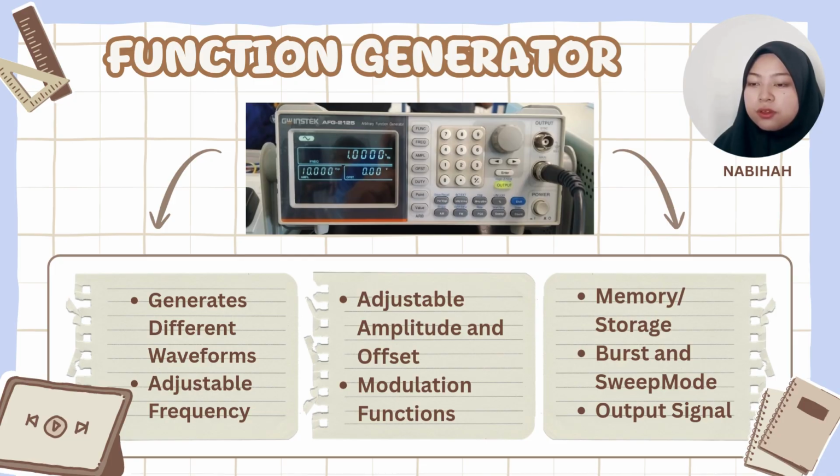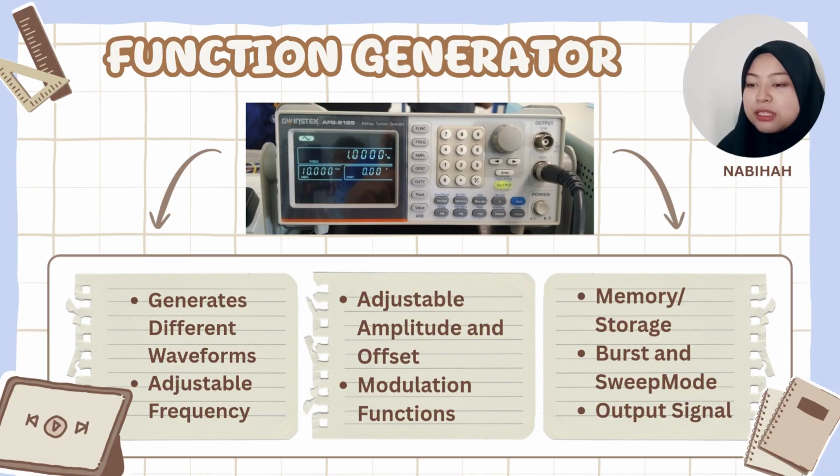The main function of the function generator is firstly to generate different waveforms like sine, square, triangle, ramp, pulse, noise and arbitrary signals. You can select the desired waveform using the FUNC button. Second is adjustable frequency. It allows you to set a frequency value like 10 kHz shown in the image. Use the FREQ button and numeric keypad to change frequency.